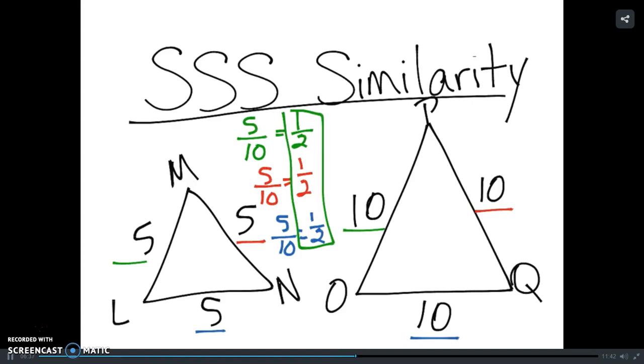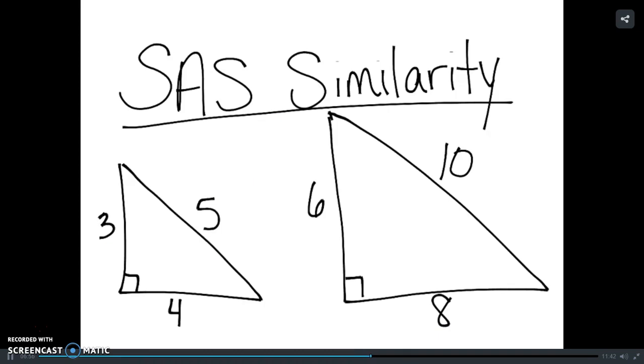So, side-side-side similarity. That one probably sounds really familiar because we talked about it with congruent triangles, but that meant each of the sides had to be congruent if we were trying to prove that the triangles are congruent. For similarity, we're just trying to prove that they are proportional. Right?